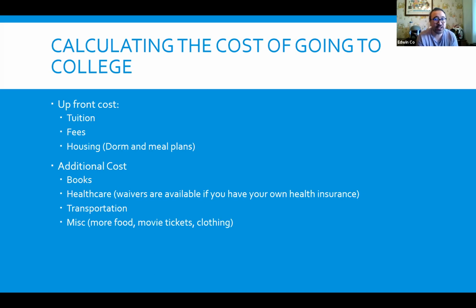And then miscellaneous. This is the stuff you usually spend money on, like clothes, movies, additional pizza, going out with friends. When we talk about the cost of attendance, the COA, they have estimates for that. So this is kind of what the college is expecting. The cost of attendance is calculated to figure out how much it costs to go to college.